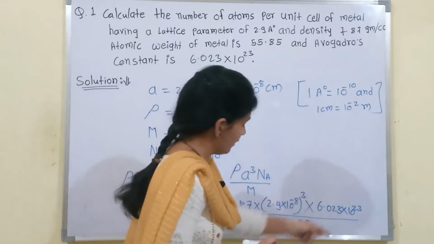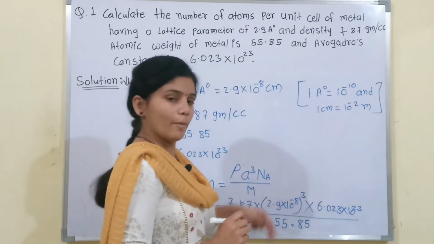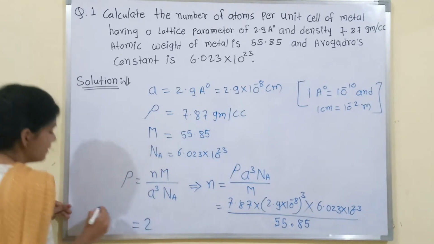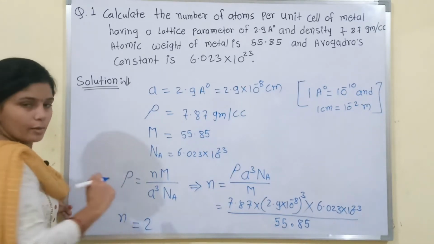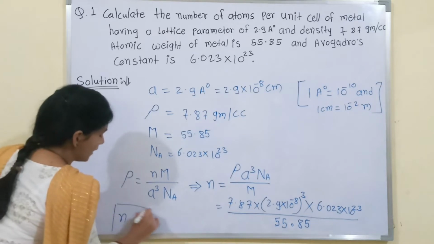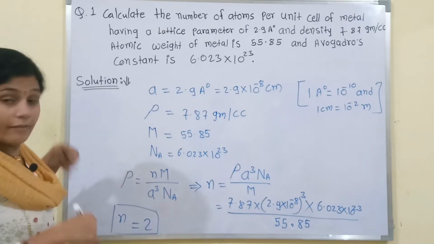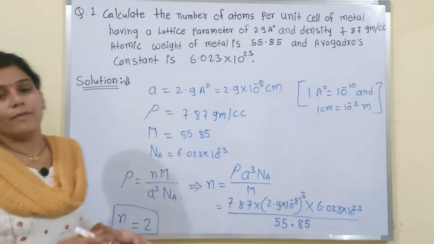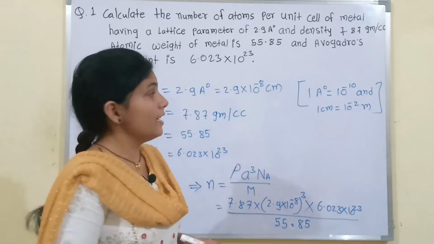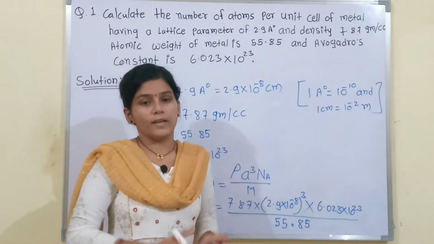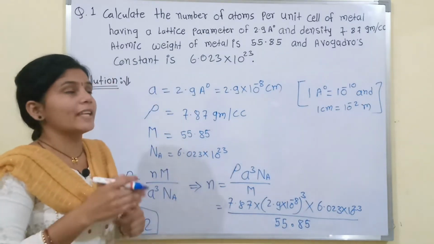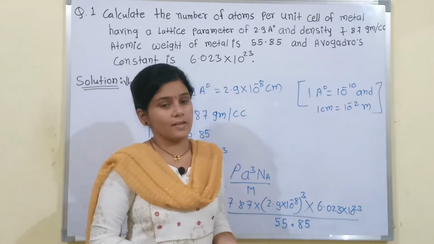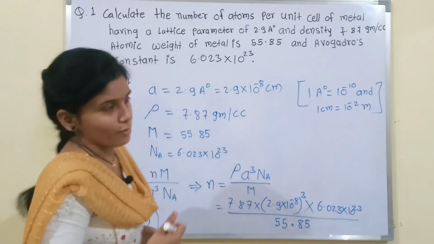If you calculate this whole mathematical operation, you will get 2. Okay, that means N is equal to 2. That means the number of atoms per unit cell of the given unit cell is equal to 2. And we know that if the number of atoms is equal to 2, that is the BCC structure. That means body centered cubic structure, or we can say the given structure is the BCC crystal structure. Okay, we will see the next problem.